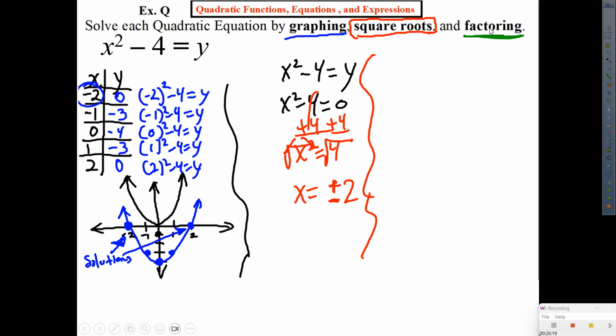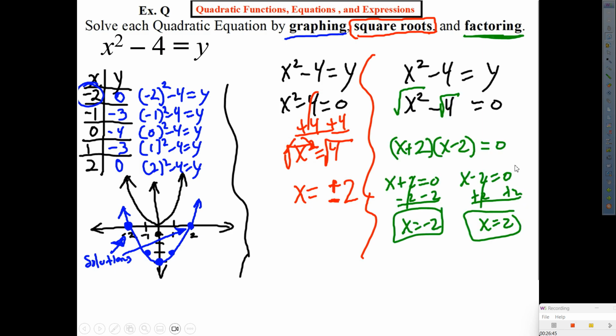Last but not least, factoring. Here's the process. You got your equation, set it equal to 0. And then I showed you guys a shortcut whenever it's a difference of squares. Take the square root of the first, x times x. Square root of the second, that's -2 and +2. Set them equal to 0 and solve, and there you go. Is it coming back a little bit?